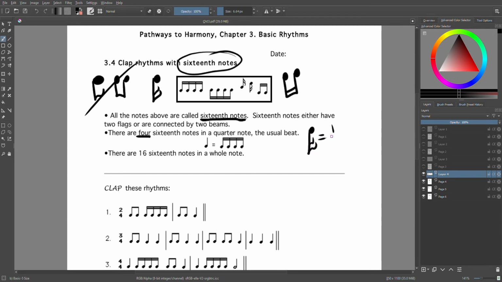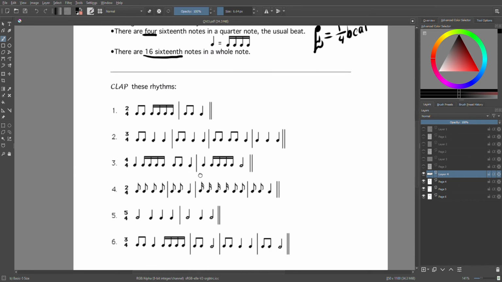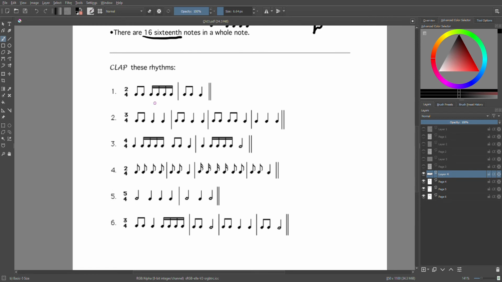That's going to equal a quarter of a beat, a fourth of a beat, because you have 4 of these, 1, 2, 3, 4, in 1 quarter note. And there are 16 16th notes in a whole note. Fun fact there. All right, now we're going to clap these rhythms.